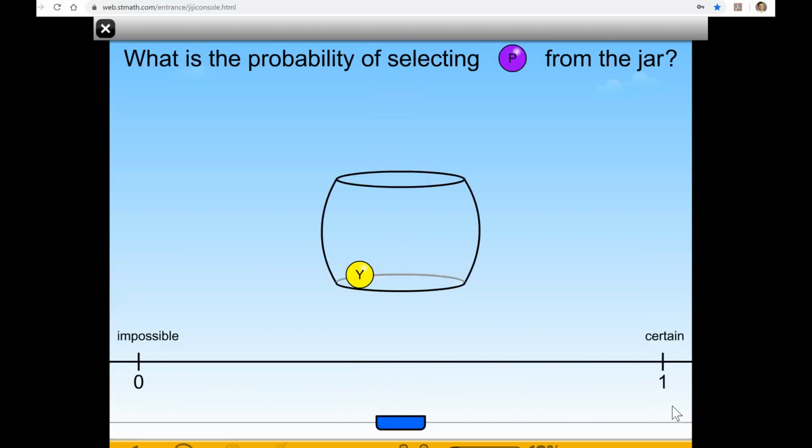Again, what's the probability this time of selecting P from the jar? But this time you see that there's only a yellow marble in there, so it is impossible to select a purple marble.